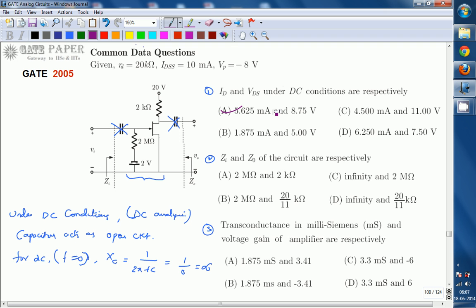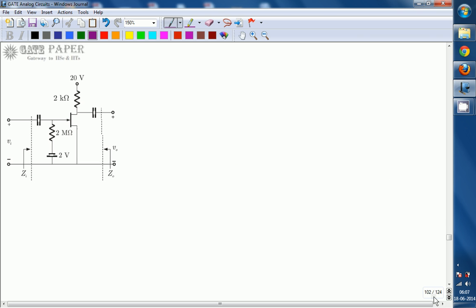5.625 milliamperes and 8.75 volts. Now we will consider the second one. Second one, we are going to calculate Zi and Z0. That is nothing but we are going to perform AC analysis.